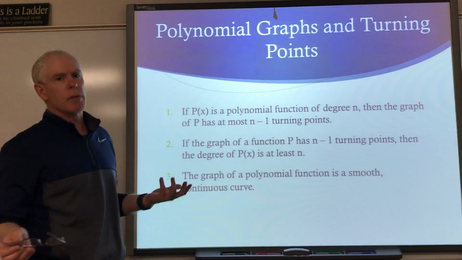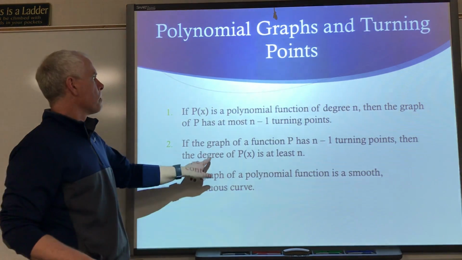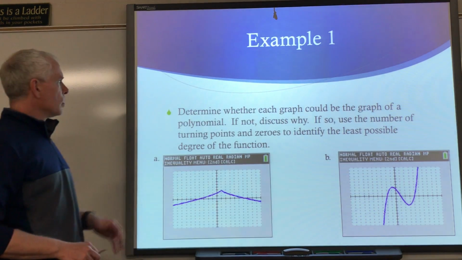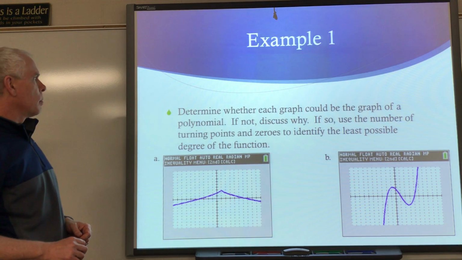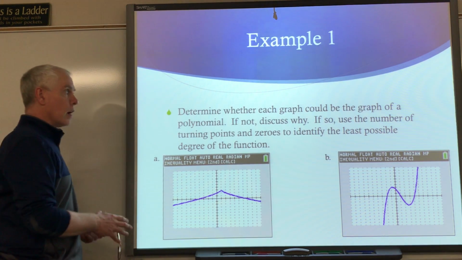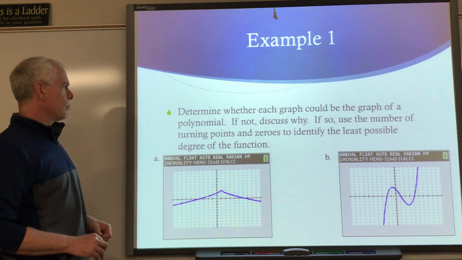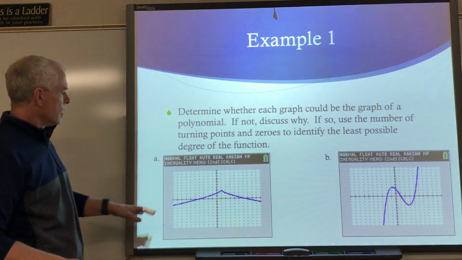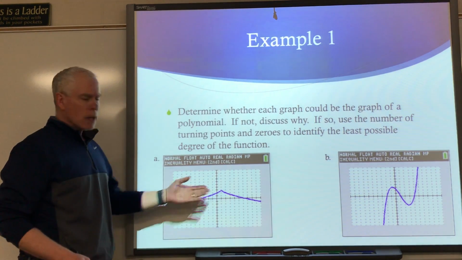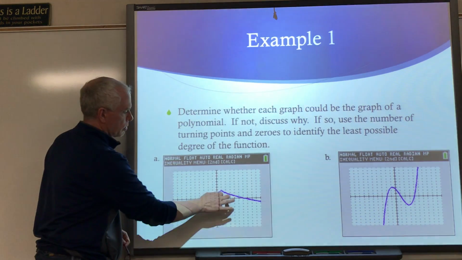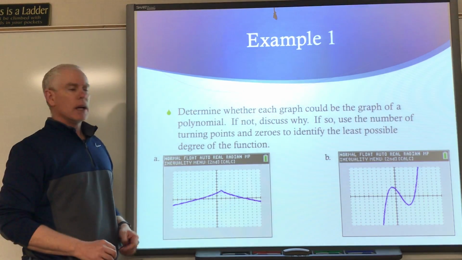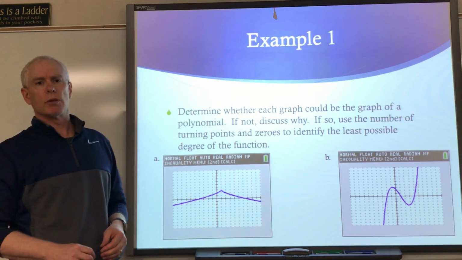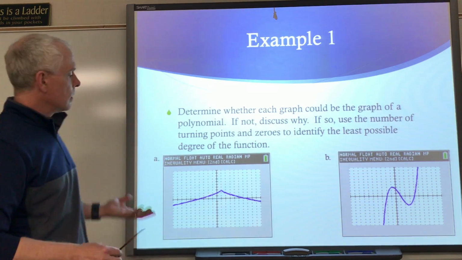Some of the first questions we're going to be asked are, is this a polynomial or not? So looking at a couple, determine whether each graph could be the graph of a polynomial. If not, tell me why. If so, use the number of turning points and zeros to identify the least possible degree of the function. Okay, so for this first one, this is not a polynomial. You have a cusp here. It comes to a sharp point. Polynomials are supposed to be smooth, and that's not the case.